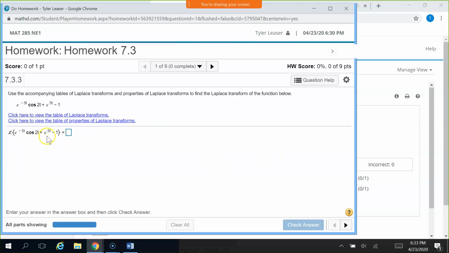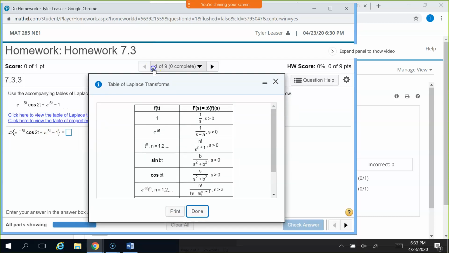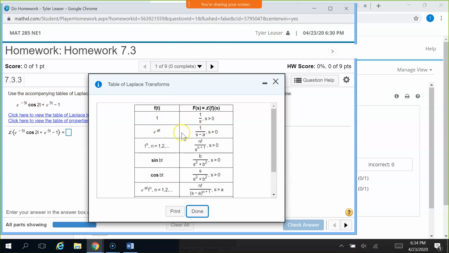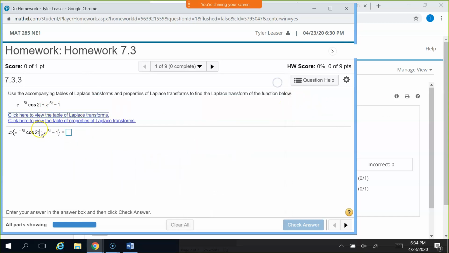So this is kind of similar stuff. They give you a function, they give you the tables, and then they just ask you to find the transform. This first one should just be kind of direct, because you have an e to the at cosine bt, which is the first one. So you just write down the Laplace, plus e to the 5t, which is the second row here, and then minus 1, which is the first row. So you just, all together, just like the last section.